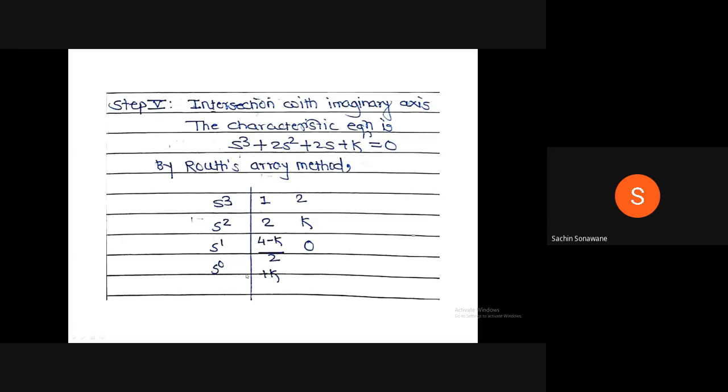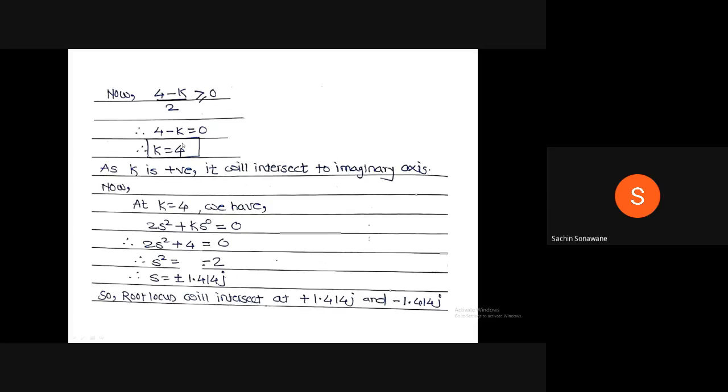Therefore, 4 minus K divided by 2 is equal to 0. We have to equate it. 4 minus K divided by 2 is equal to 0. Therefore, K is equal to 4. As K is positive, it will intersect the imaginary axis. Therefore, K is equal to 4.